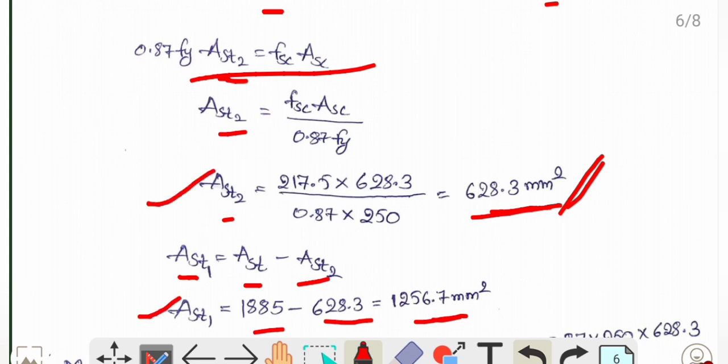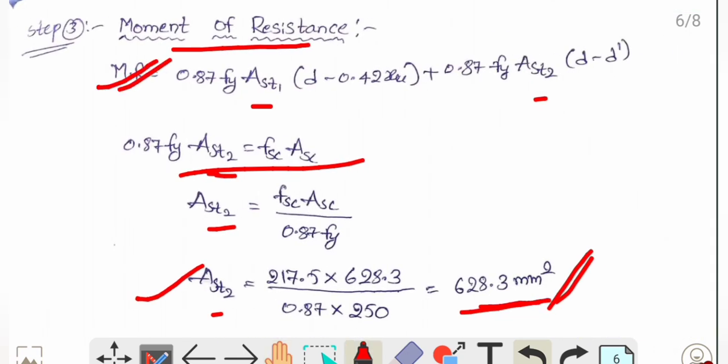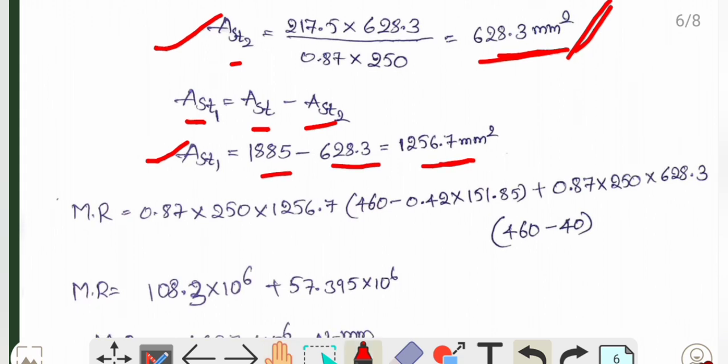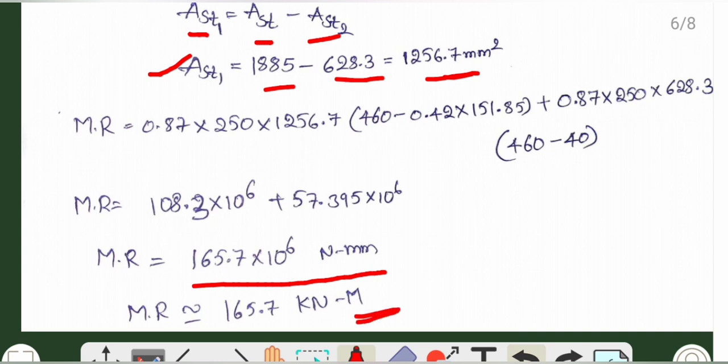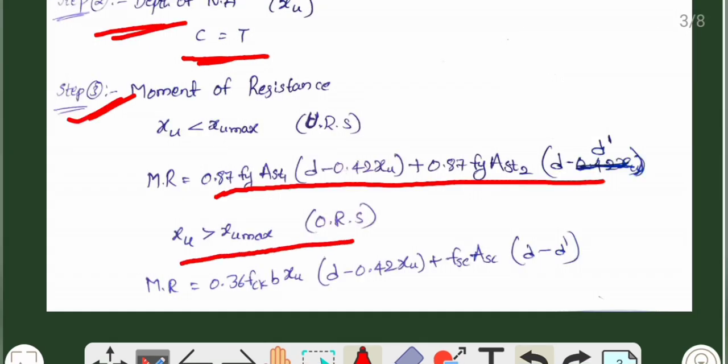Substitute Ast1, Ast2 and remaining values in this equation. Then we get the moment of resistance equal to 165.7 into 10 to the power of 6 Newton mm. Convert to kilonewton meter, we get 165.7 kilonewton meter as the moment of resistance. This is the procedure to calculate moment of resistance for an under reinforced section. If xu is greater than xu max, this is an over reinforced section. Then we analyze it by using this formula. Just simply substitute all the values, we get the moment of resistance. So this is the procedure of analysis of a doubly reinforced section by using the limit state method.